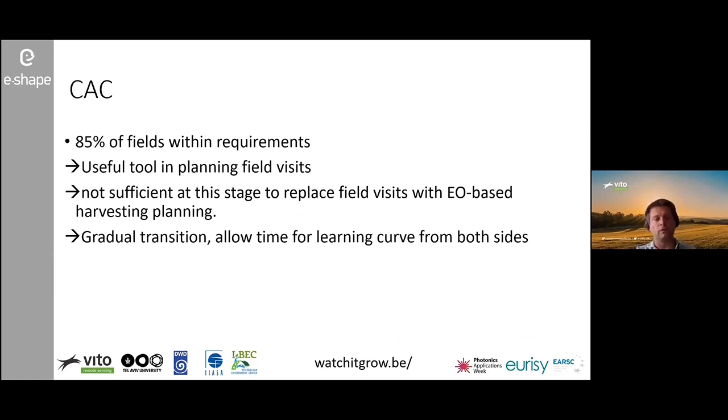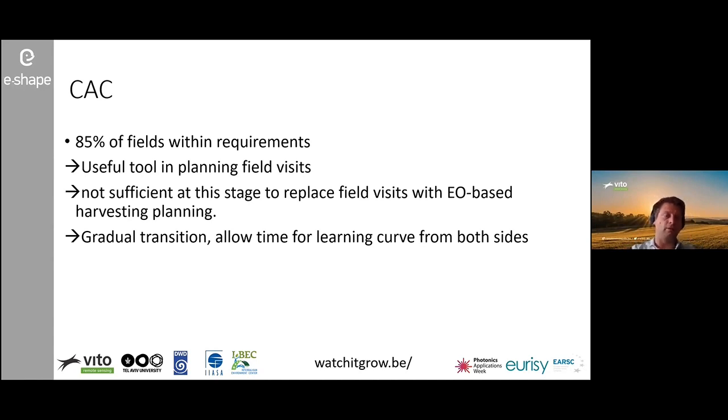So was it a success story? Yes and no. We were not able to fully replace their field visits with EO monitoring, but we were able to make their operations more efficient. And from here on, once you have that buy-in, you have their trust and they can do something with the data, you can go to a gradual transition with more data over the years. You can improve your monitoring system and make sure that the added value of your service increases in time as well.